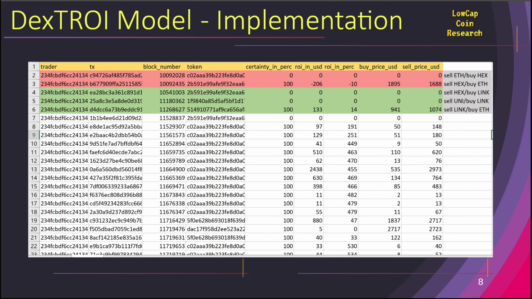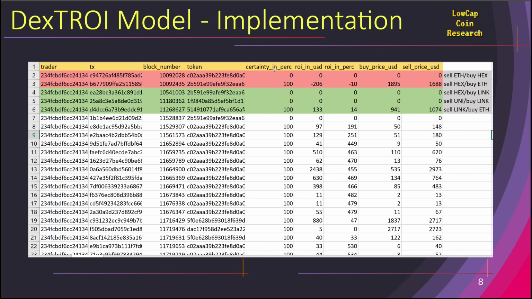Let's talk about my implementation of the first part of this idea. This picture here shows a random subset of DexTROI data my analytics software produced for a single trader. Each row represents one transaction where one token was sold and what return on investment was made with this sell operation. The data contains the following columns: trader, the transaction hash, the block number, the token, certainty in percentage.